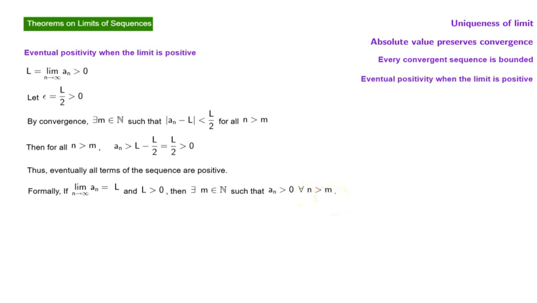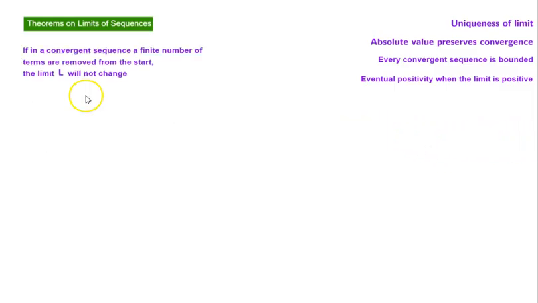That was our fourth theorem. Eventual positivity when the limit is positive. So here, if the limit is positive, initial terms may be negative. But as we keep going forward, it will turn positive and remain positive.